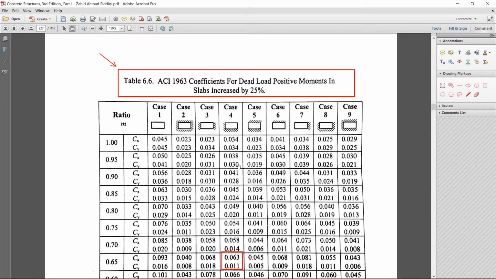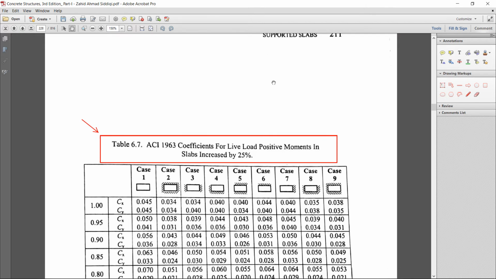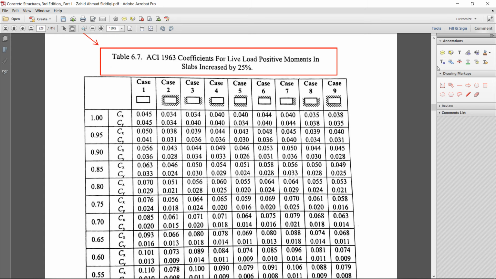Now the ACI coefficients for dead load. Now for live load positive moment, here our case is 4, 0.65, and that will be our coefficient, Cx in the X direction, and in the Y direction.